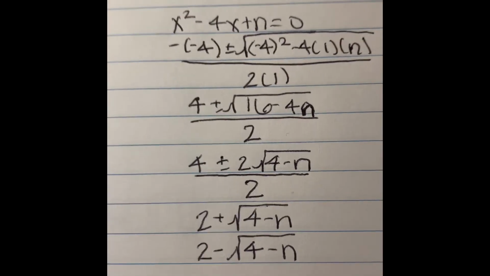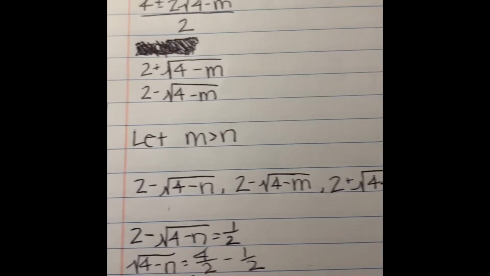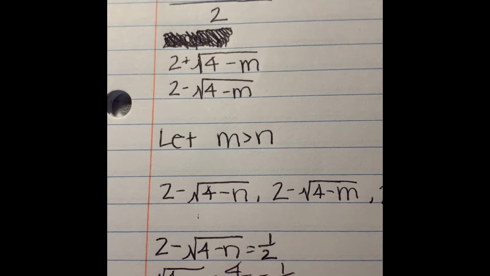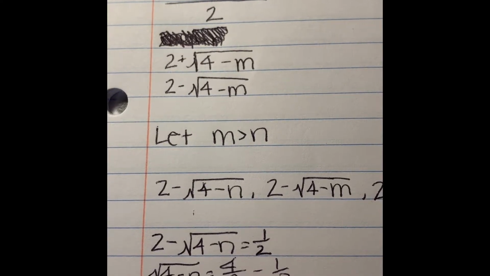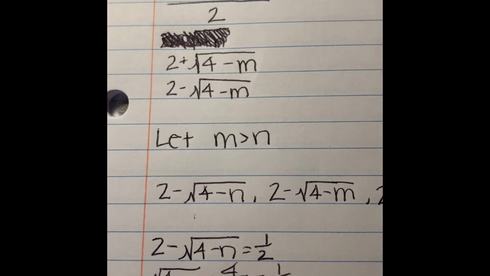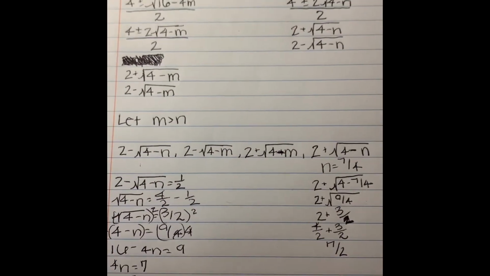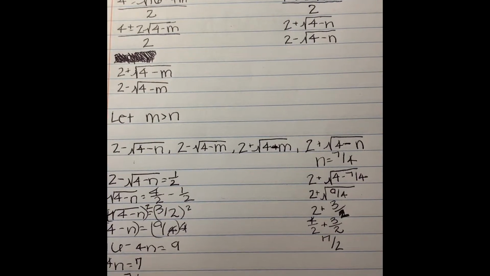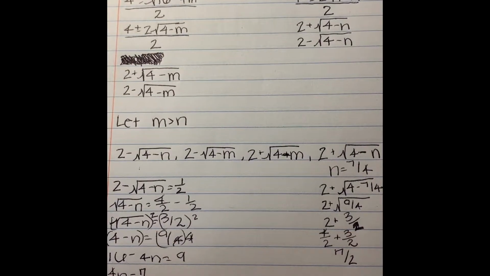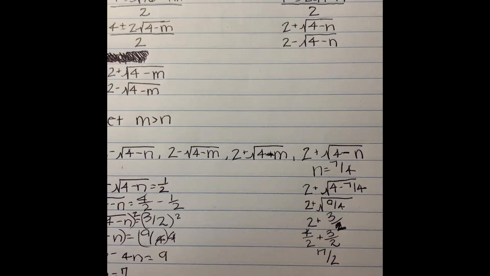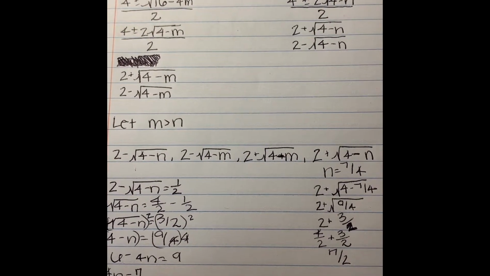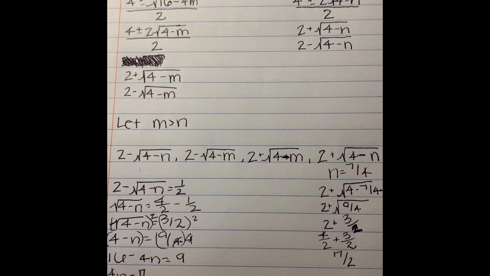Now that we have our four roots, we're going to put them in an arithmetic sequence. Since we want the absolute value of m minus n, it doesn't matter which one's bigger, so I just let m be greater than n. When we put them in order, it's 2 minus the square root of 4 minus n, then 2 minus the square root of 4 minus m, then 2 plus the square root of 4 minus m, and 2 plus the square root of 4 minus n. There's our arithmetic sequence, and we're given that the first term is 1/2.